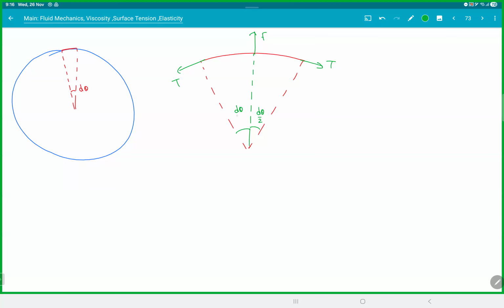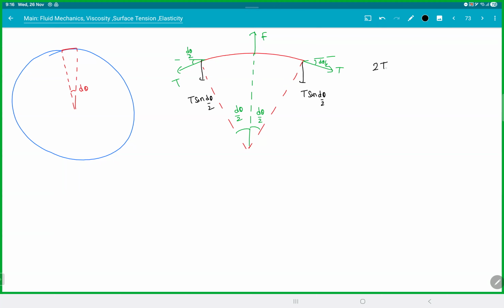First time you saw this was in circular motion. This is the tension here. This also will be d theta by 2. This also will be d theta by 2. So the vertical components will be T sine d theta by 2 and T sine d theta by 2. Till here, for all the chapters, it is the same story.